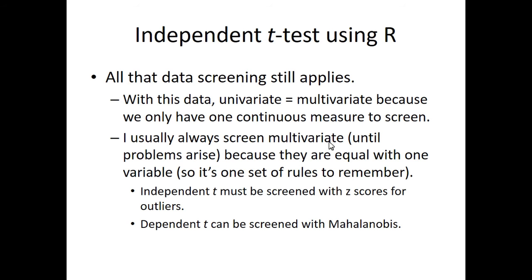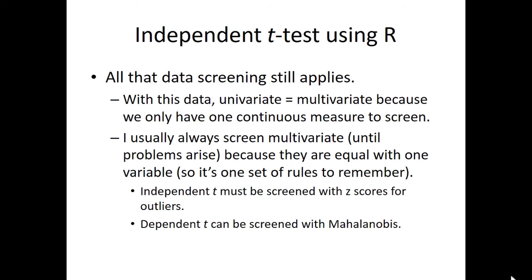Now, if you have independent t all by itself, you only have one column, and Mahalanobis will not run on one column, so you actually have to use z-scores for outliers. But if you have dependent t, you can use Mahalanobis. So on the assignment, you'll actually be able to use Mahalanobis because you have both independent and dependent. And you can screen as one big data set.